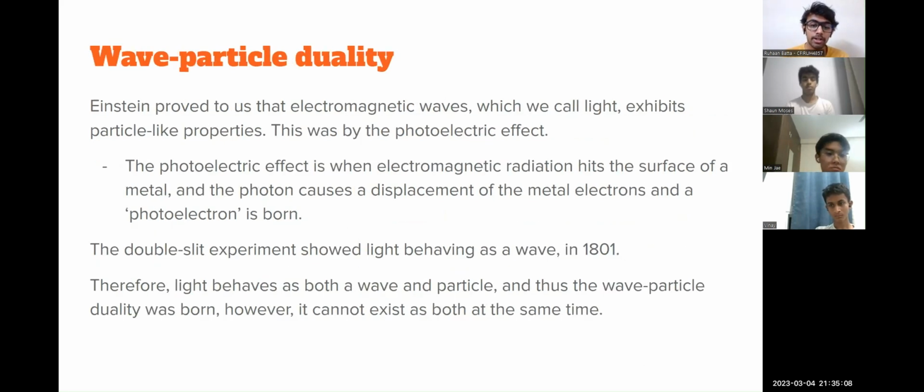We also have wave-particle duality, which was proved collectively by Einstein and a lot of other scientists. Einstein proved that electromagnetic waves, which we call light, exhibit particle-like properties with the photoelectric effect, which is when electromagnetic radiation hits the surface of a metal and the photon causes a displacement of the metal electrons, and a photoelectron is born. And we all know that light behaves as a wave, as was shown by the double slit experiment in 1801, which basically means that light can behave as both a wave and a particle, however, it cannot do so as both at the same time.